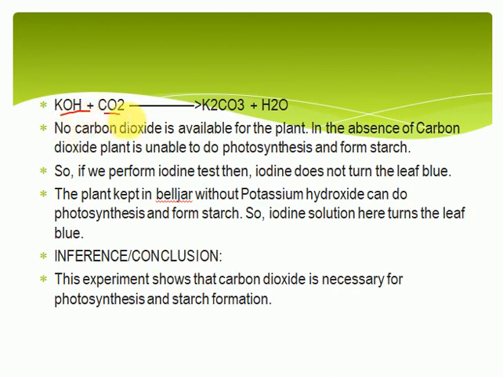Potassium hydroxide reacts with carbon dioxide and forms potassium carbonate and water. No carbon dioxide is available to the plant, and in the absence of carbon dioxide, the plant is unable to perform photosynthesis and thus starch is not formed. So if we perform the iodine test, iodine does not turn the leaf blue-black. What will happen to the plant leaf in the bell jar without potassium hydroxide? It will give a positive test for starch. Iodine solution turns the leaf blue-black. So what is the inference from this activity? That carbon dioxide is necessary for the plant for photosynthesis and starch formation.